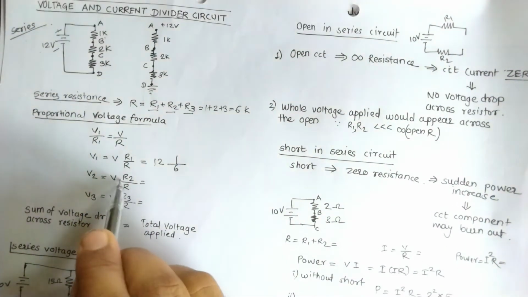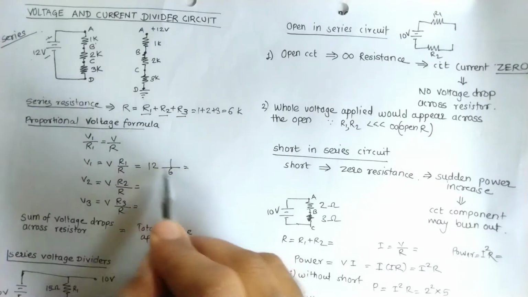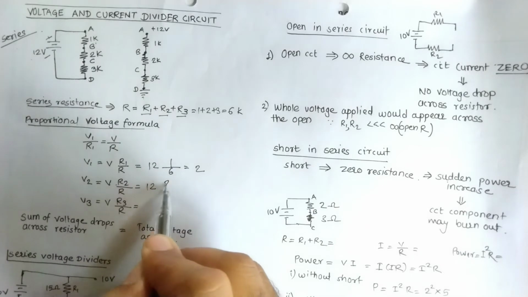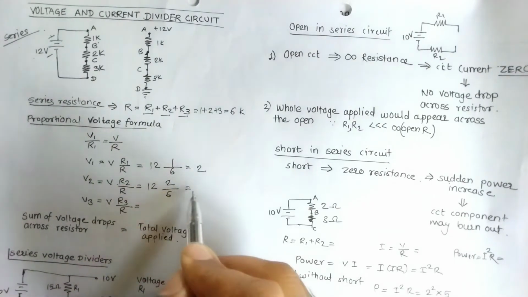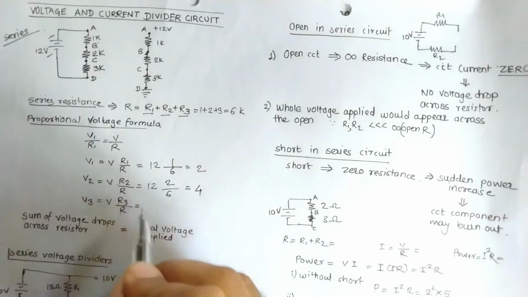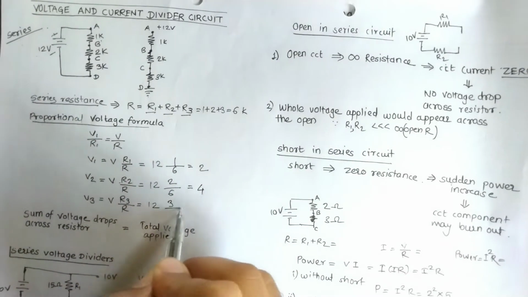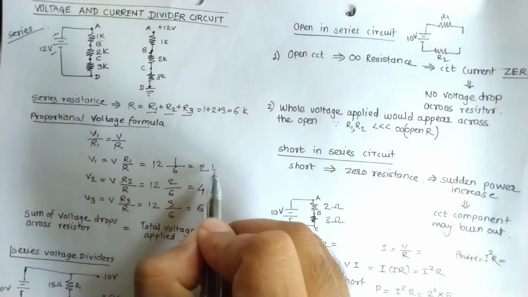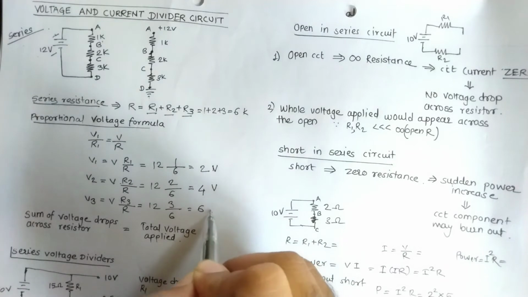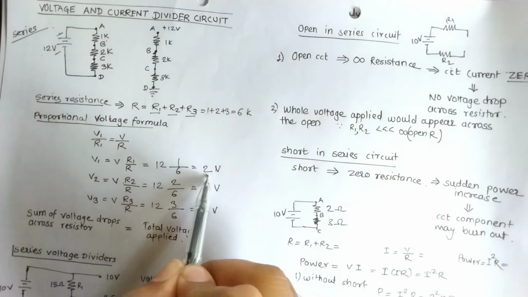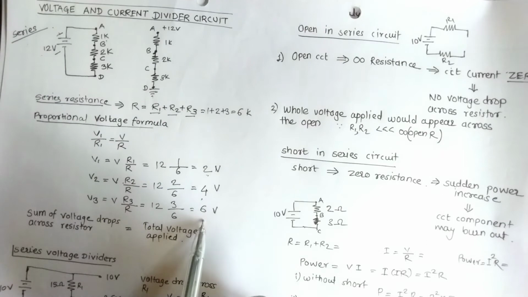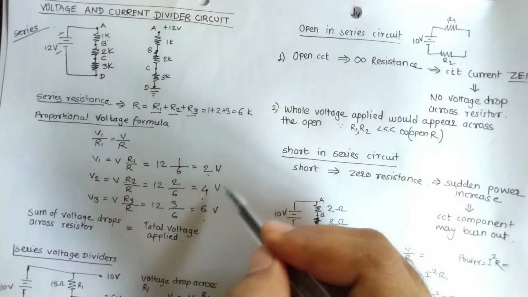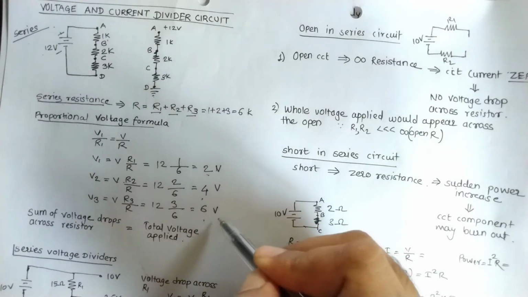Same is the case with this. So what is the answer here? 2. In this case it is 12 into 2 divided by 6, which is equal to 4. 12 into 3 divided by 6 is equal to 6. So this is the voltage across R1, voltage across R2, voltage across R3. What is the summation of all these three? 2 plus 4 is 6, plus 6 is 12.